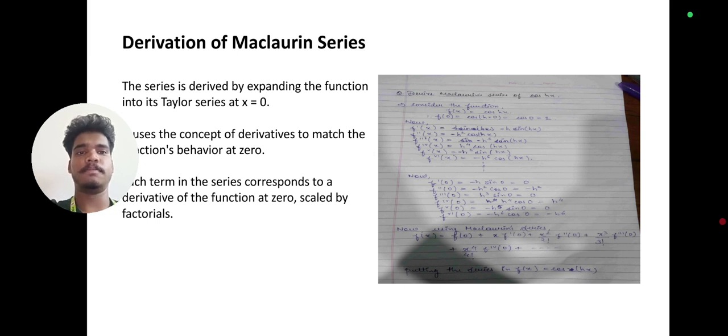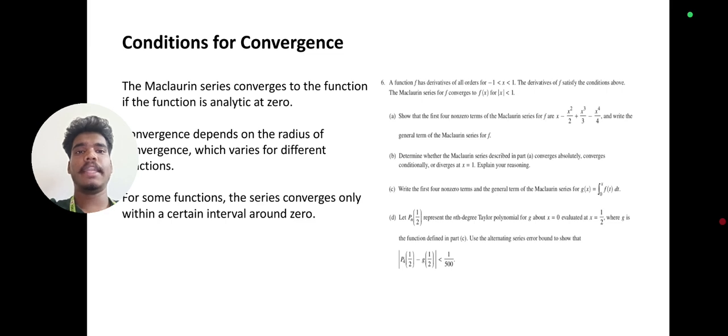Next, conditions for convergence. The Maclaurin series converges to the function if the function is analytic at 0. Convergence depends on the radius of convergence, which varies for different functions. For some functions, the series converges only within a certain interval around 0.